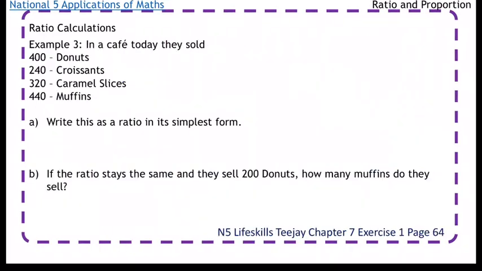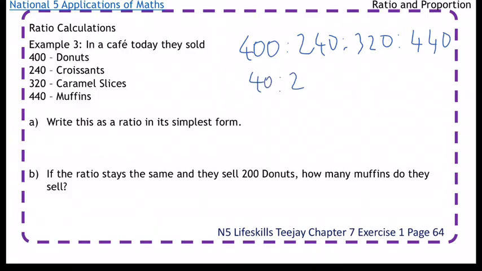Okay. Example 3. In a cafe, they sold 400 donuts, 240 croissants, 320 caramel slices, and 440 muffins. Firstly, write this in a ratio in its simplest form. So we've got 4 things. And I'm going to write it all out in a big ratio. So what I would suggest first is divide them all by 10. So 40, 24, 32, and 44, just by dividing them all by 10.